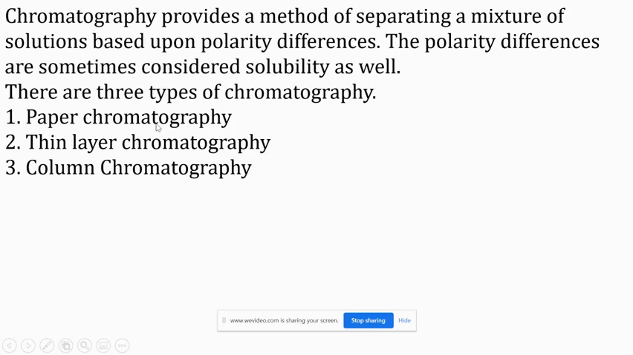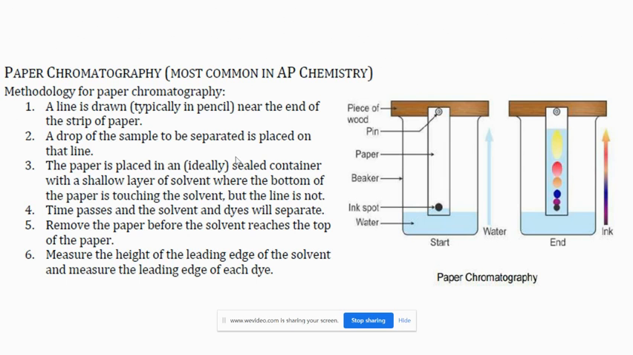So first of all is paper chromatography. This is the one that you might have done in elementary school with the Skittles and coffee filters. It's kind of a classic, like elementary school kind of lab. Then thin layer chromatography and column chromatography. Honestly, I have never done these two, and I have never seen them on an AP exam, but they're listed as parts of things that you guys should know, so they could potentially end up there.